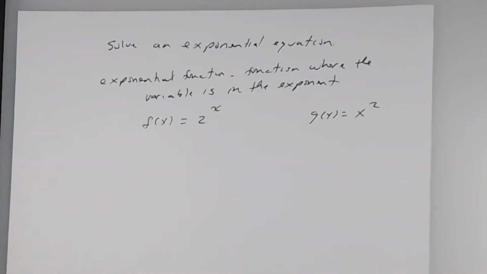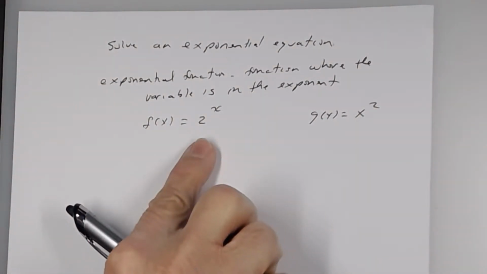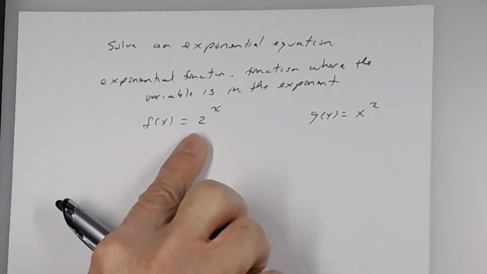So remember a while ago with a rational function we found a horizontal asymptote? Exponential functions have a horizontal asymptote. So you're going to see some similarities there. Exponential functions have a horizontal asymptote. It doesn't have a vertical though, and you'll see why. But it will always have a horizontal.